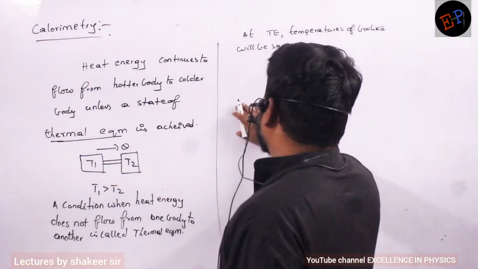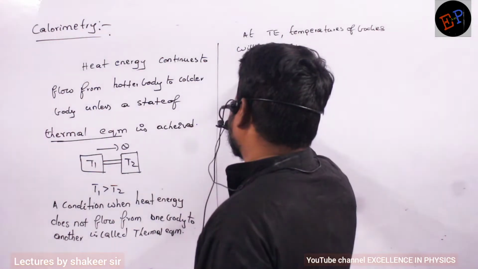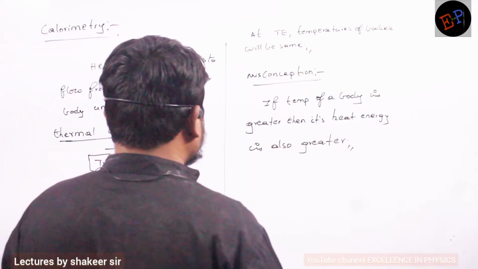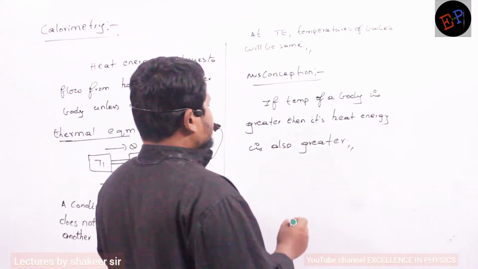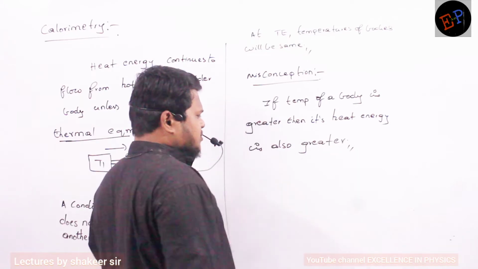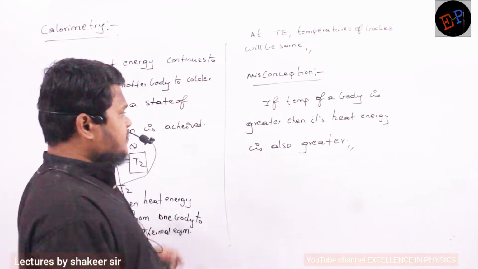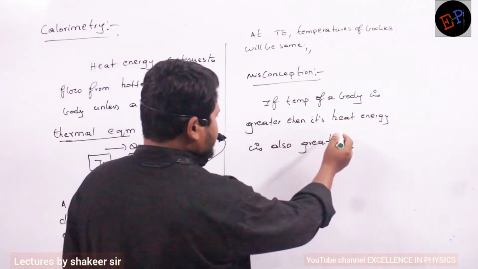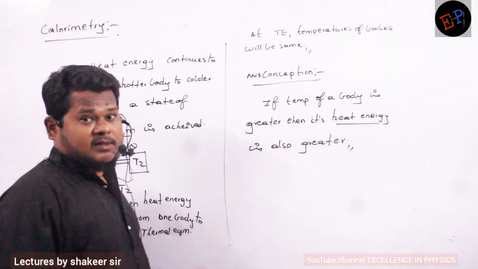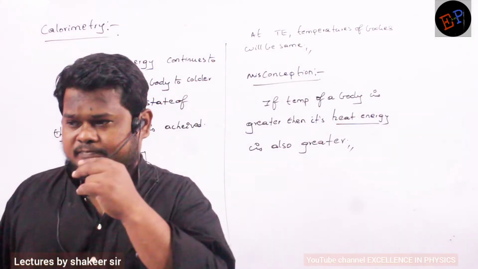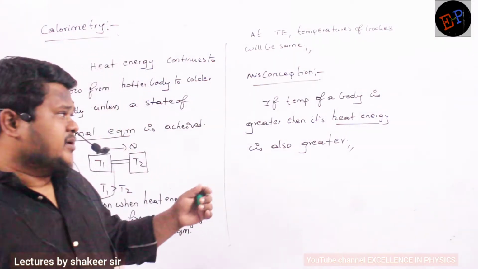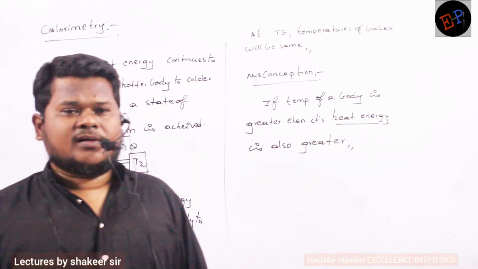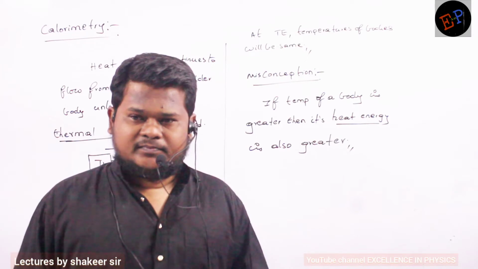Similarly, I will write one misconception. Try to understand this one. See, this is one misconception generally where students get confused. So see here. If temperature of a body is greater, then its heat energy is also greater. This statement, is it correct or not? Temperature of the body, if it is greater, the amount of heat energy contained in this body is also greater. Is it correct?